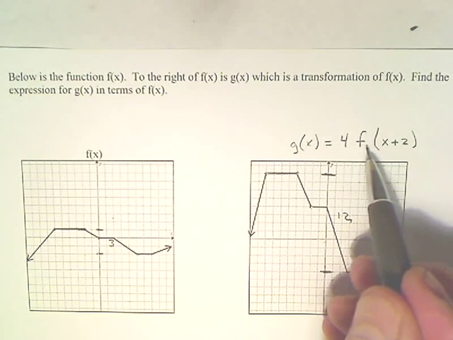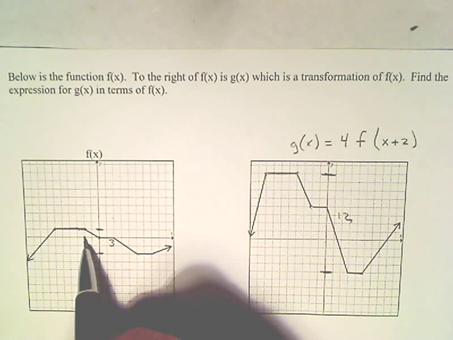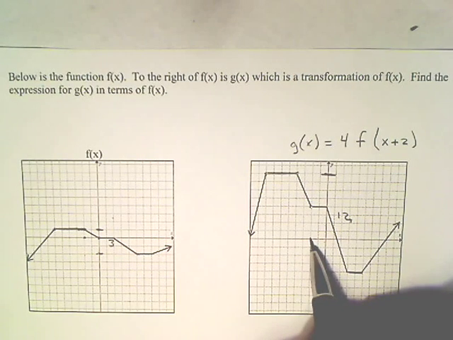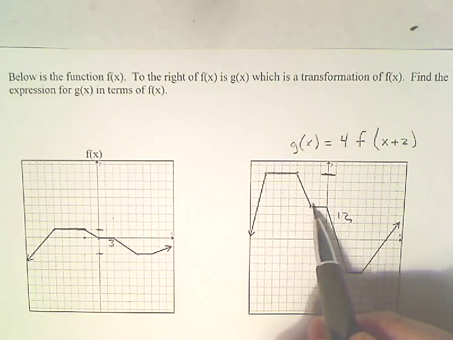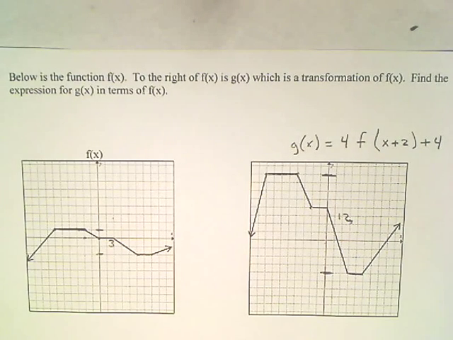4 times f of x means multiply the y value by 4. Now my y value, after I've moved 2, is 0. So multiplying it by 4 leaves me in this spot. I do not move. My y value remains 0. So what do I need to move this dot up, which is currently here, to get it to here? The answer is 4. Up 4.